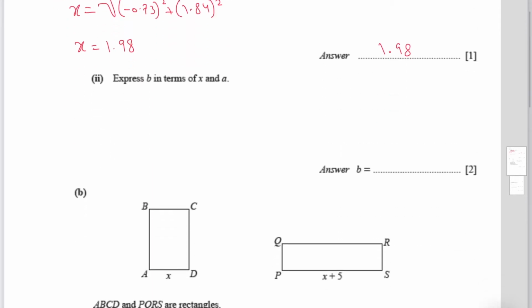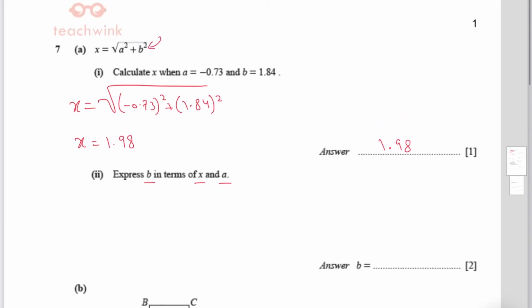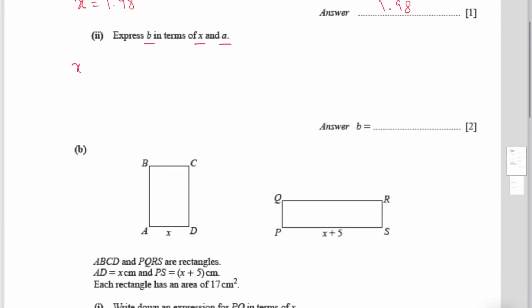The next part says express b in terms of x and a. So you have to look at one thing. Over here, you have to make b the subject. When you do that, the equation that we have right now is a square plus b square under rooted, and this is equal to x. In order to remove the square root, the other side becomes squared. So that means x is being squared, which is equal to a square plus b square.